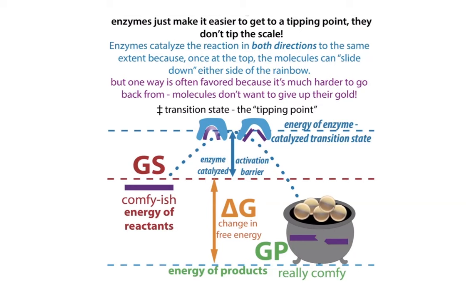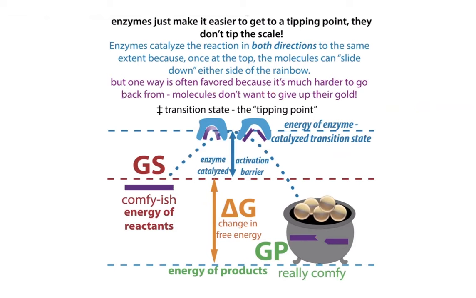And the top of this activation barrier is a point we call the transition state. We often show it as this kind of double dagger. This double dagger represents the transition state, which is kind of the tipping point. It's not an actual reaction intermediate. It's not a finite thing that you can detect. It's that fleeting, instantaneous moment when you're on the tippy top of that rainbow. So you need some energy to get to the top of the rainbow. But once you're at the top, at that tipping point, at the transition state, now you can go either way.